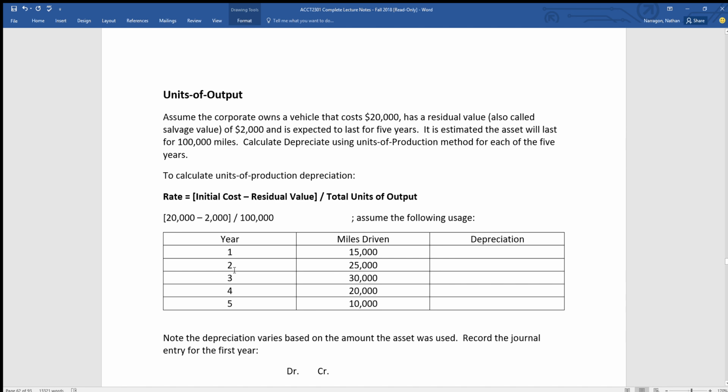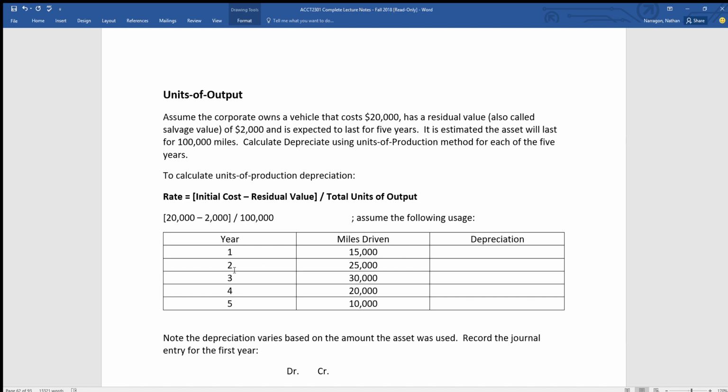Now, the second one is going to have basically the same formula, but you're going to see a slight difference. With units of output, we no longer look at the lifespan. Our lifespan is now how much can it output. When we look at vehicles, the major thing is mileage. If we're looking at a vehicle that cost us 20 grand, has a residual value, again salvage value, of 2 grand, nothing's changed. We do know it lasts for 5 years, but also about 100,000 miles before we decide to get rid of it.